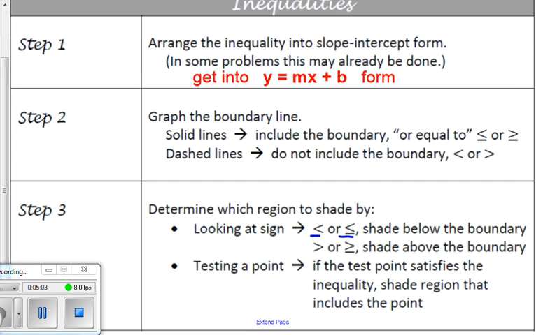Same thing if we have a greater than or the greater than or equal to, it means everything above that, or we just shade above the line. Another way to check these things is if we take a testing point. So we can plug a value in.